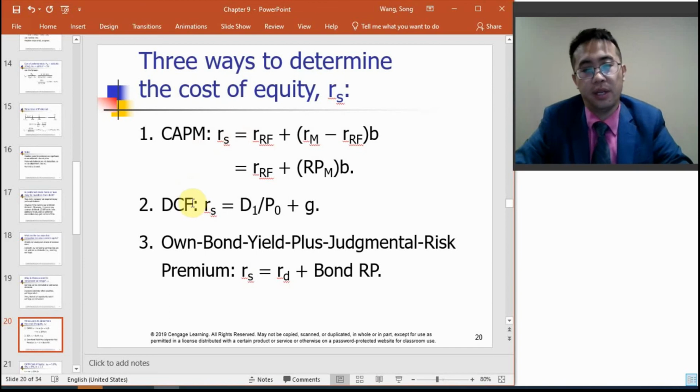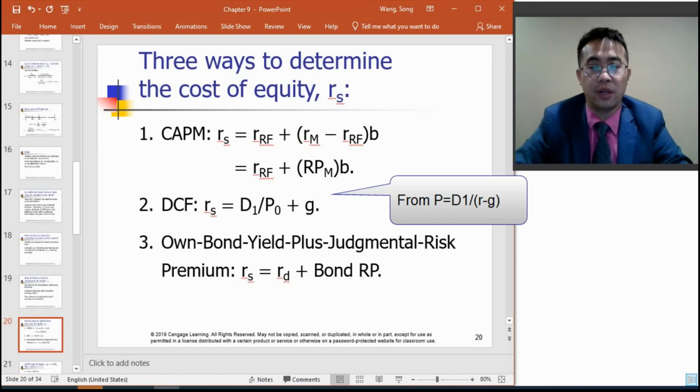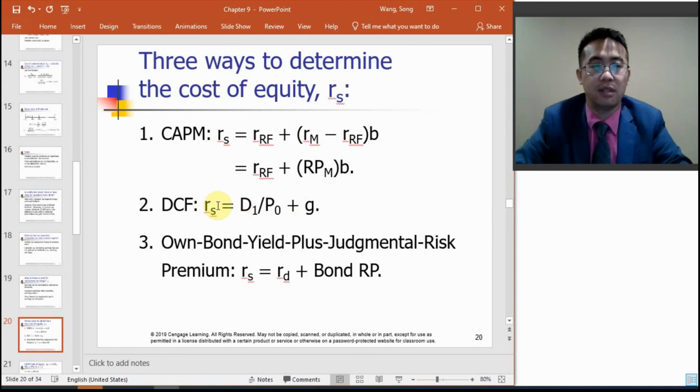The second model is the discounted cash flow model. This comes from the formula in chapter 7 when we solve for the stock price today. So P0 equals D1 divided by R minus G. Then we just twist that formula and put the R on one side of the equation and the rest on the other side. And once again, it is the required return of the stock. We just put it on one side of the equation, and that is the cost of capital.